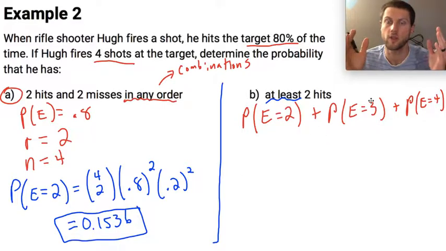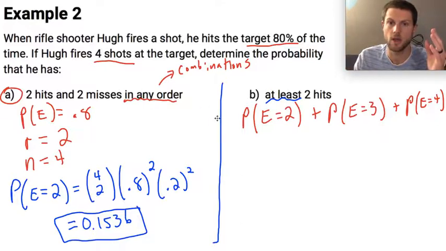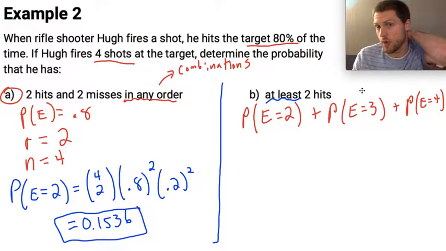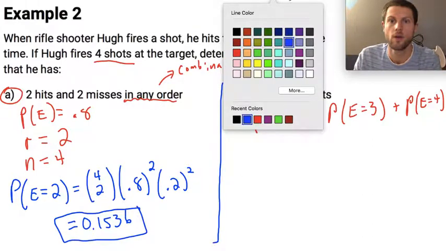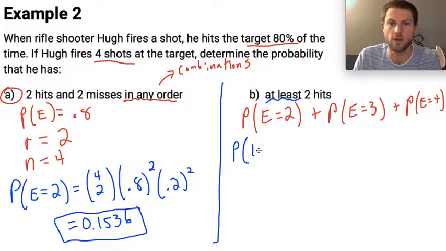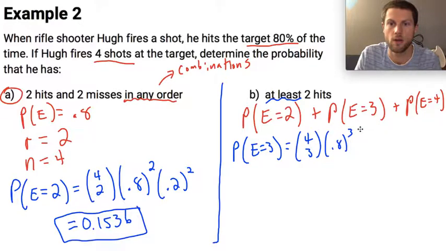If you think about that binomial expansion, the only terms I'm missing would be 1 hit and 0 hits. So that's basically what I'm doing here. I'm adding up these individual probabilities, and that sum should give me the probability of at least 2 hits. We know that this one is 0.1536. Let's find the probability of the event occurring 3 times. That's going to be given as 4 choose 3 times 0.8 to the third power times 0.2 to the first power.